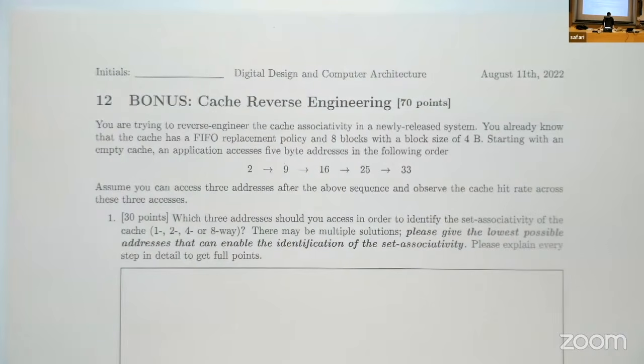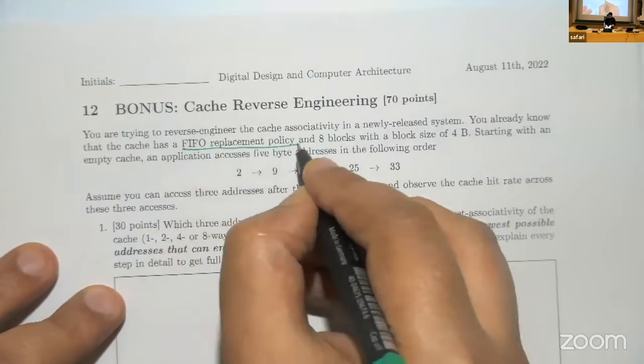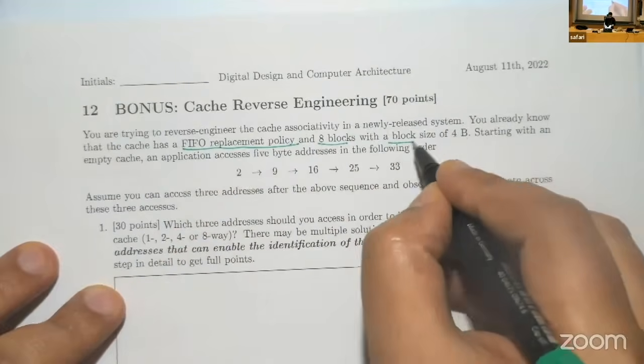So this was the last question in the exam last year. The question is about cache reverse engineering, and it's a pretty long question, but with the right technique, you can solve it easily. The question goes like this: you are trying to reverse engineer the cache associativity of a new release system. You already know that the cache has a FIFO replacement policy, 8 blocks, and a block size of 4 bytes.